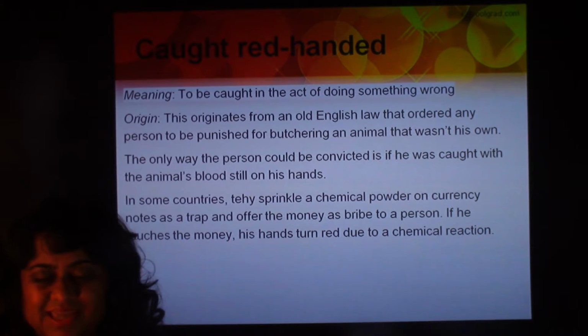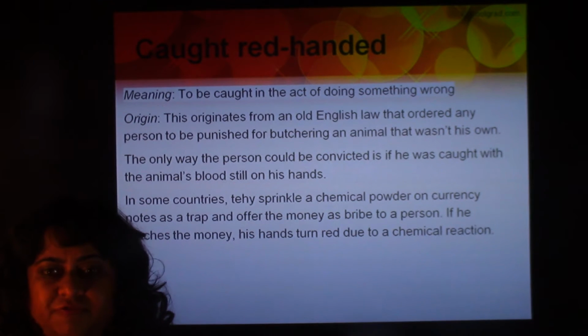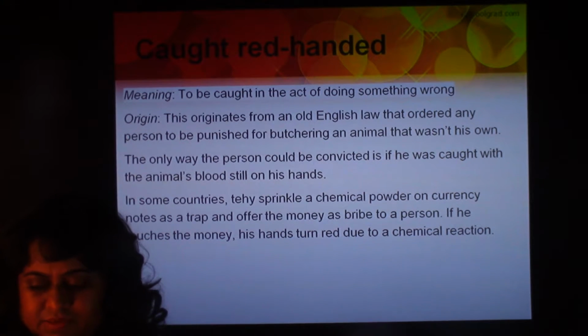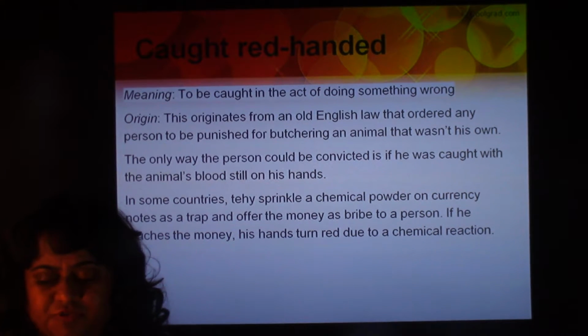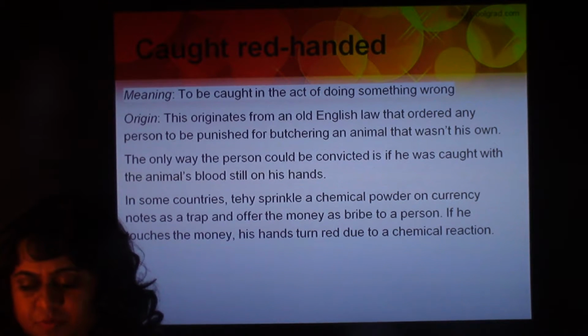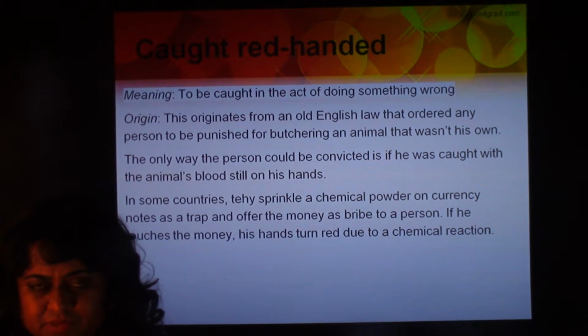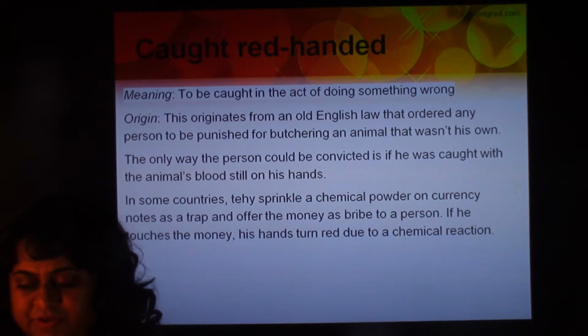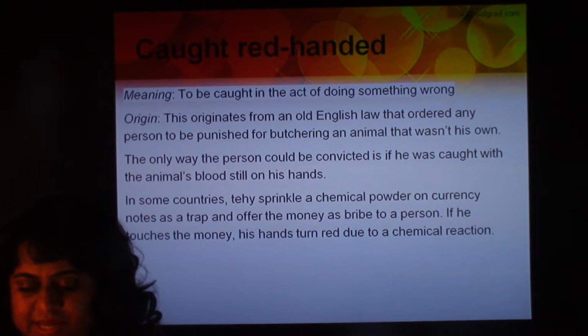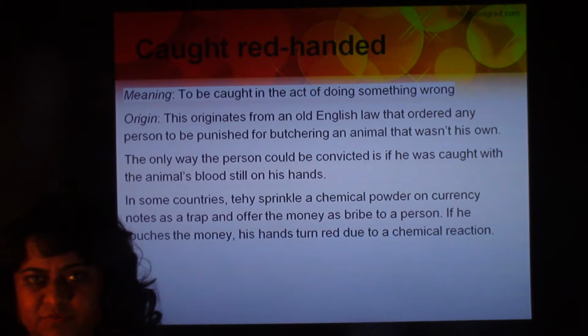Caught red-handed. We use this phrase very often in our vocabulary, and a lot of people don't know the origin or the meaning of this phrase. To be caught red-handed means to be caught in the act of doing something wrong. There are two possible origins for this phrase. One is from an Old English law that ordered any person to be punished for butchering an animal that wasn't his own. The only way the person could be convicted was if he was caught with the animal's blood still on his hands. Otherwise there was no way to prove he had done it. So that is one way to catch someone red-handed.